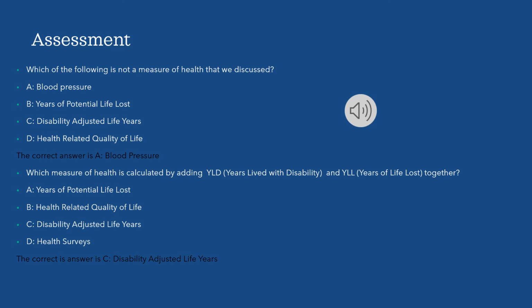Our next question is, which measure of health is calculated by adding the YLD and YLL together? A, years of potential life lost. B, health-related quality of life. C, disability adjusted life years. Or D, health surveys. And as you can also see on the slide, the correct answer is C, disability adjusted life years.